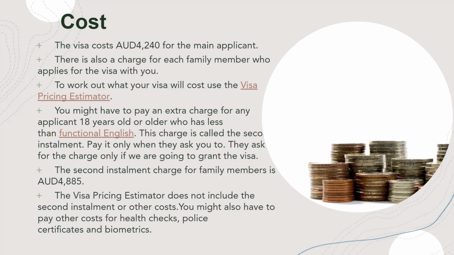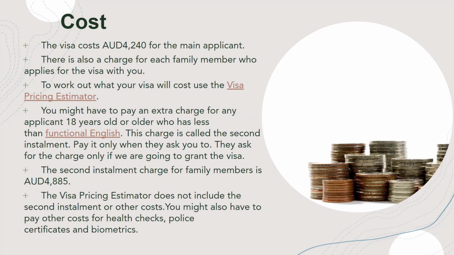Now, let's talk about visa cost for the applicant. The visa costs 4,240 Australian dollars for the main applicant. There is also a charge for each family member who applies for the visa with you. To work out what your visa will cost, use the visa pricing estimator.